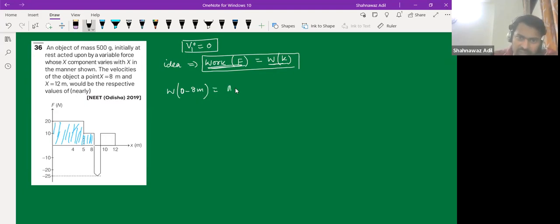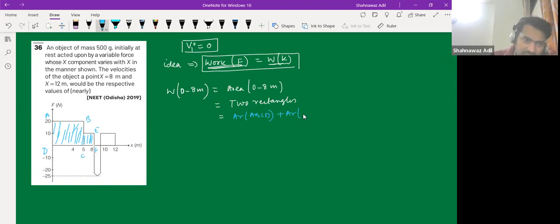Yes, sir. So that would be the area from 0 to 8 meters. So that would be how much? That would be two rectangles, as Akib is saying. So two rectangles are, let's say, A, B, C, D, E, and F. So area of A, B, C, D plus area of, let's say, M, E, F, C.